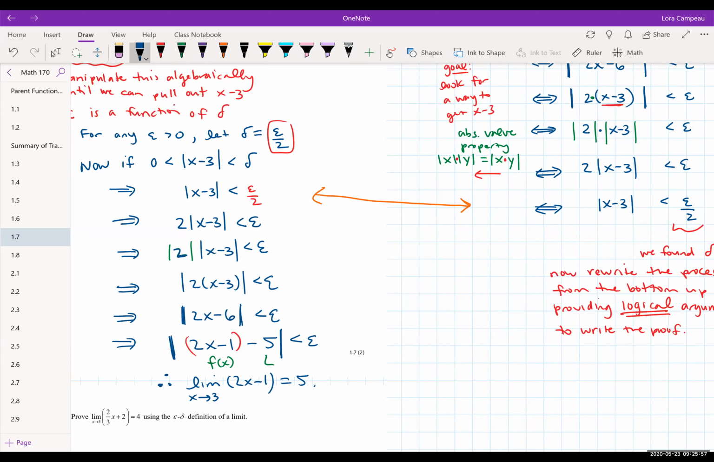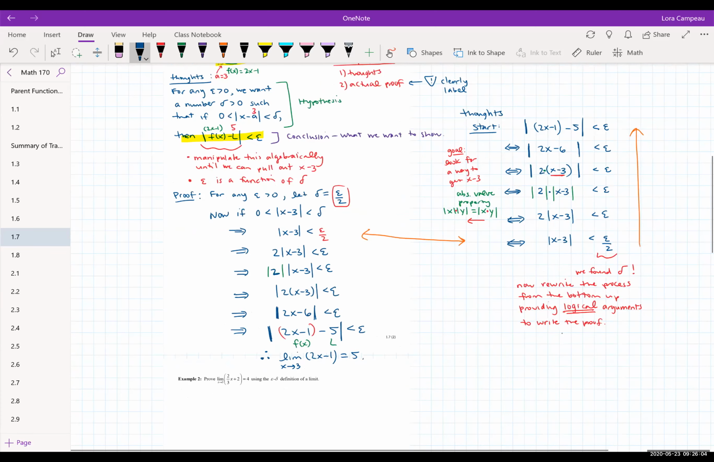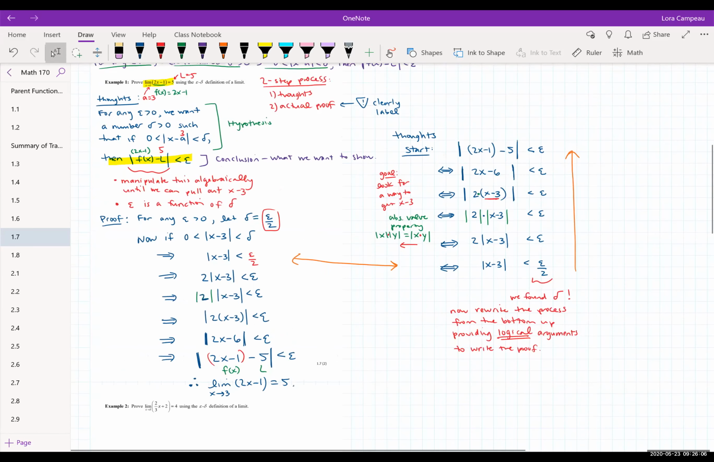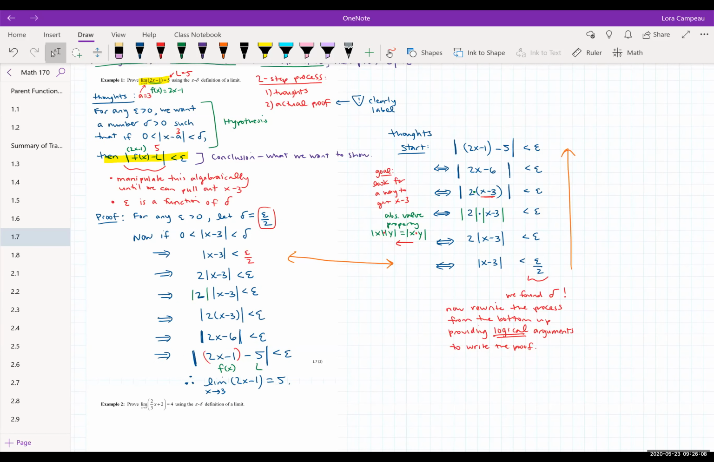Whew, that's a tough one. So let me shrink it down a little bit so you can see it side by side. And let's re-emphasize and rehash this.